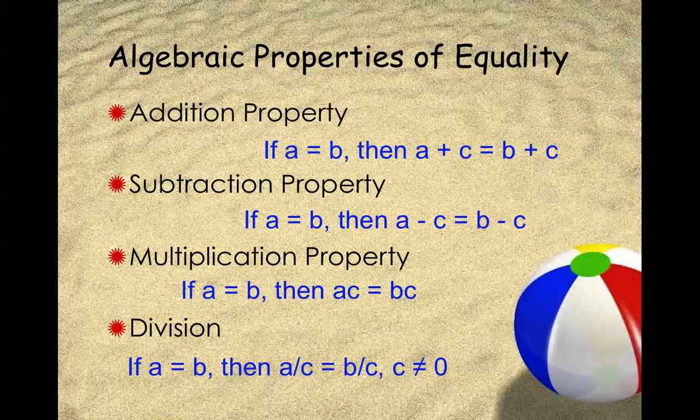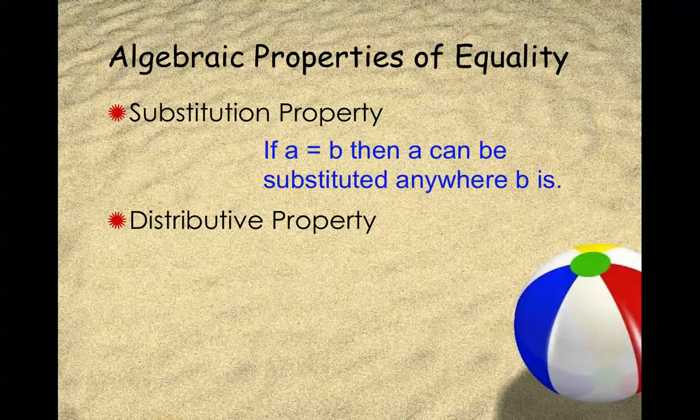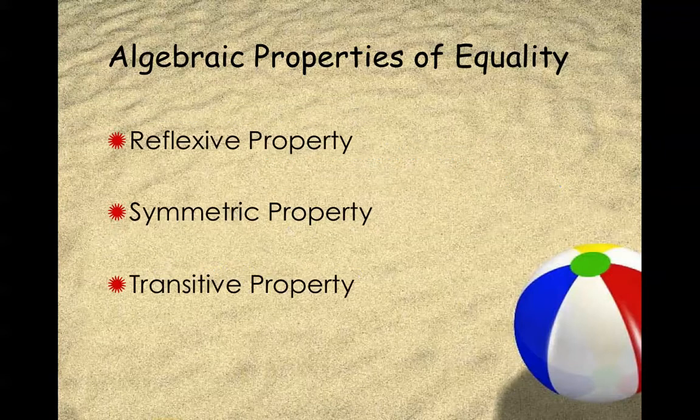So you notice in each of these examples of the properties, C is representing a constant term. You also want to notice that each of these statements have an equal sign because these are the algebraic properties of equality. Then we have the substitution property that says you can substitute equivalent values into equations. And we also have the distributive property that says you can distribute a term when it's outside the parentheses to both terms inside the parentheses.